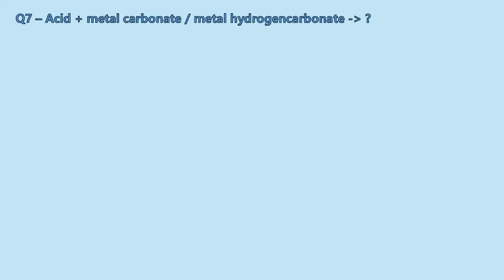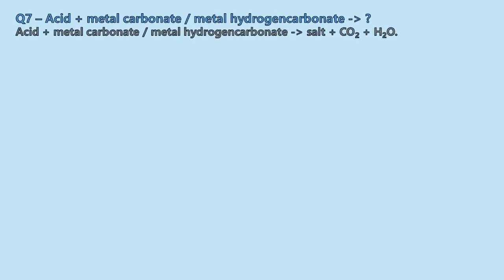What happens when acid reacts with metal carbonate and metal hydrogen carbonate? Once an acid reacts with metal carbonate or metal hydrogen carbonate, it gives out salt plus carbon dioxide plus water. Remember, when an acid reacts with a metal, you get hydrogen gas. When a base reacts with a metal, you get hydrogen gas. But when an acid reacts with a metal carbonate or metal hydrogen carbonate, you get CO2 gas, carbon dioxide, and water with salt.